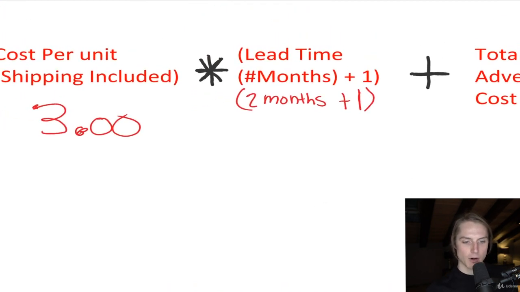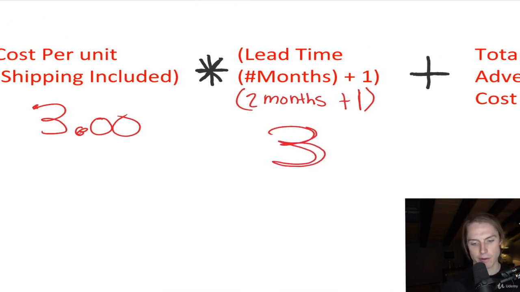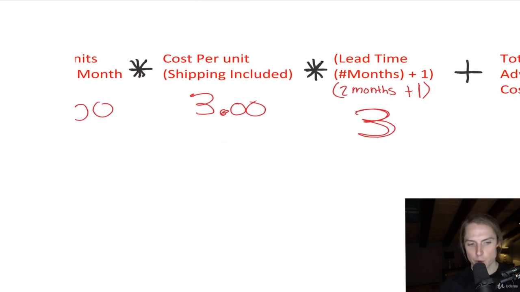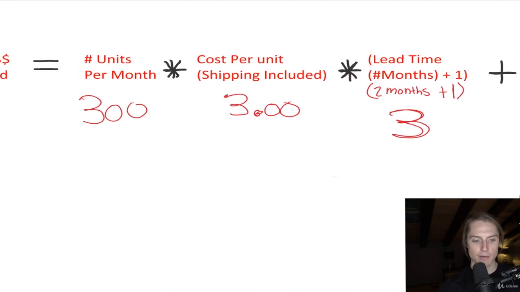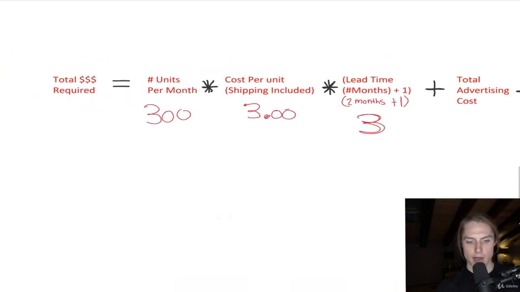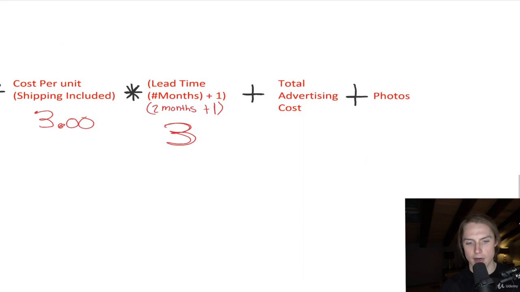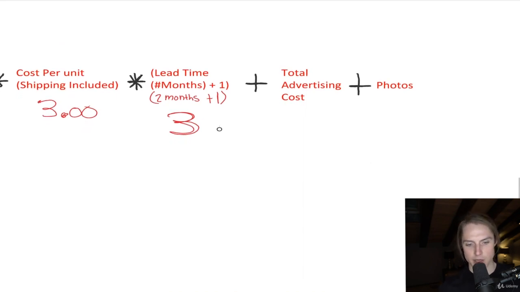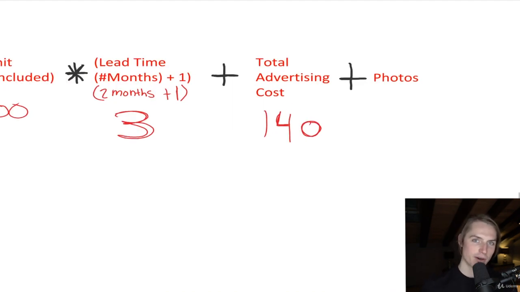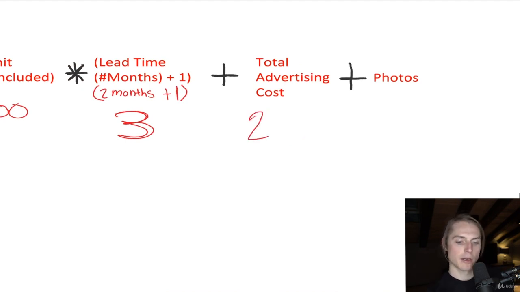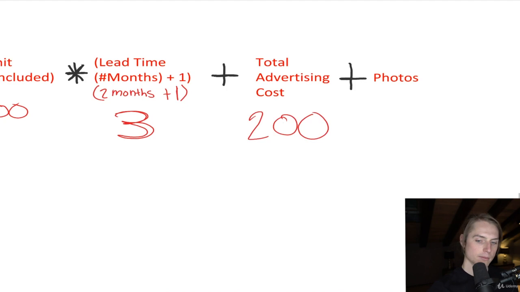So now this is 3. So we have 3 months of inventory. We have $3 a unit, and we have 300 units a month. Okay. Now our advertising cost we had determined was going to be what, $140? Might be a little bit higher because you're not always going to advertise on the perfect words, but some will be cheaper, some will be more expensive. Let's just say 200, assuming that we didn't do it perfectly.